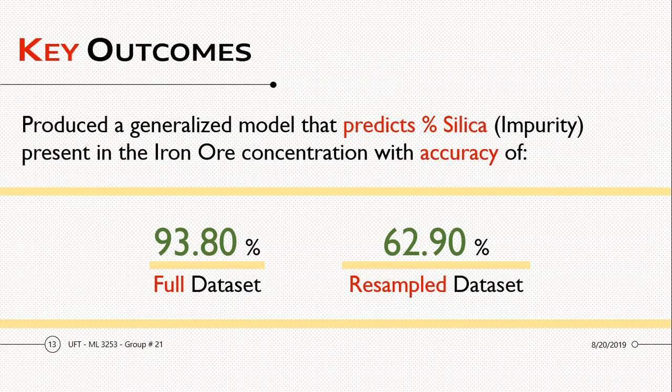We have produced a good model that is able to predict percent silica with an accuracy of 93.80% on the large original data set, where the data was sampled at every 20 seconds. We can also see that model number 2 performed poorly on the small resampled data set. The project indeed is a success, and it requires further tuning to improve the accuracy of the model.